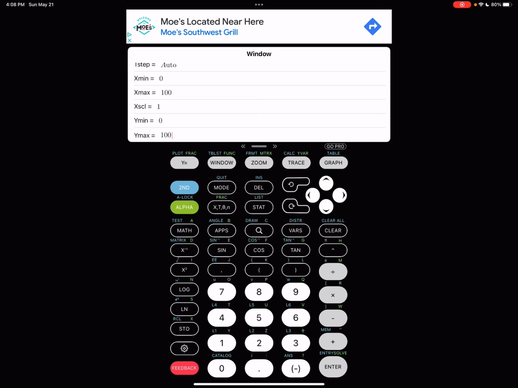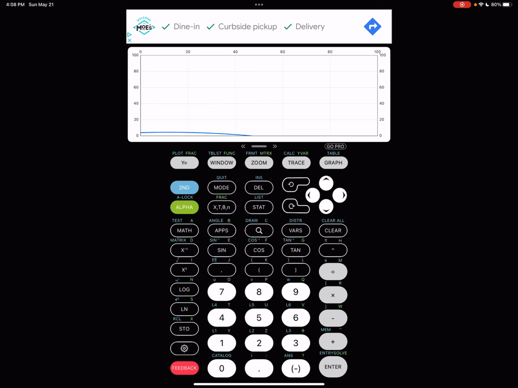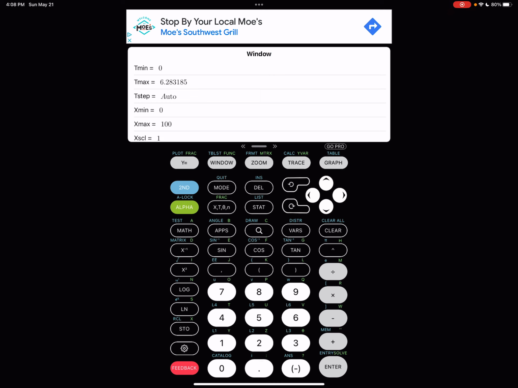It might not work, and if it doesn't, then we can just change the window again. Obviously, it does work, but notice how it looks kind of wonky. So I'm going to change my window again to have a maximum of maybe 50 for X and then 10 for Y. At this point, it's just a guessing game of what your maximum is and what your minimum is so that you could see the parabola.